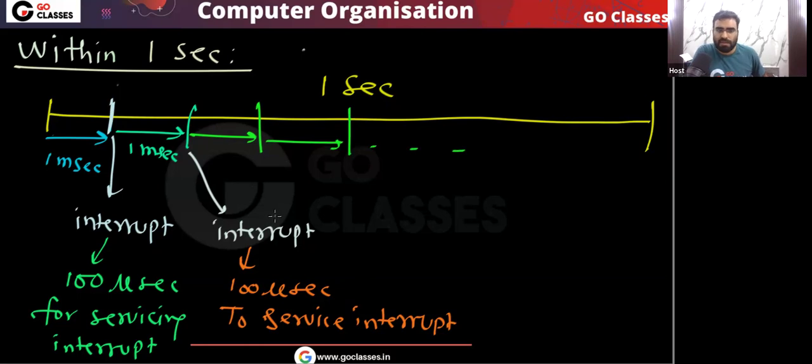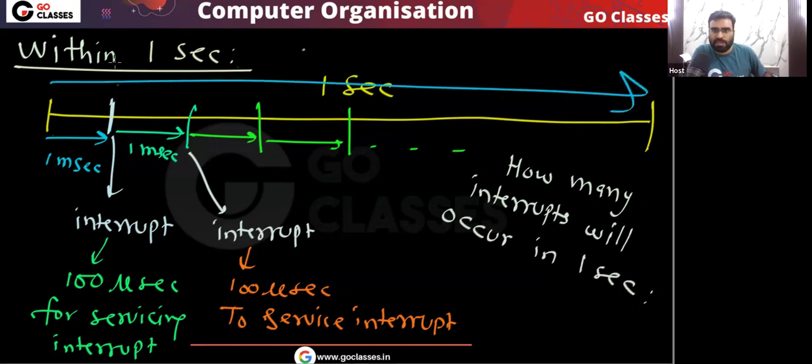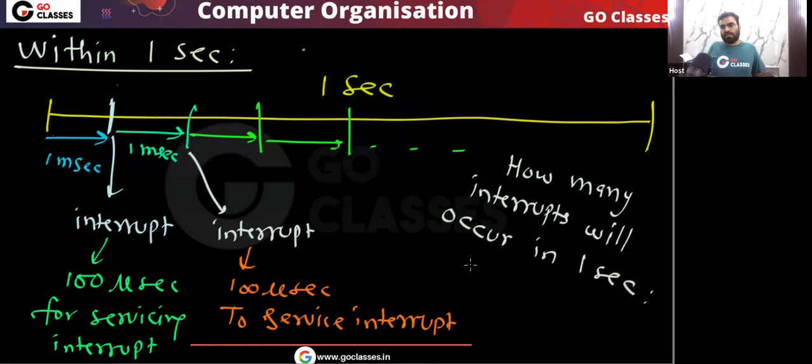So you just tell me how many interrupts will come in 1 second? During the period of 1 second, how many interrupts will occur? Let me know, that is very simple. Here the first interrupt, then the second interrupt, then the third interrupt. Every 1 millisecond interrupt is occurring. So how many interrupts will occur in 1 second?